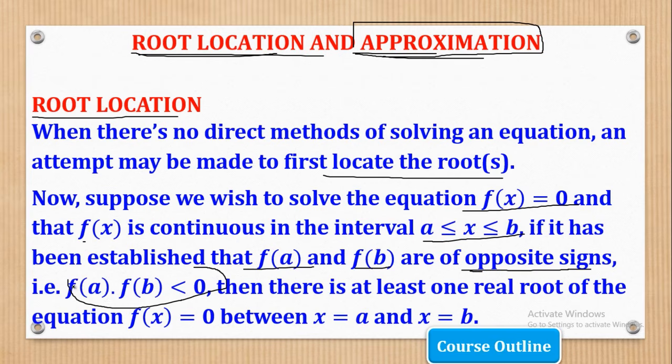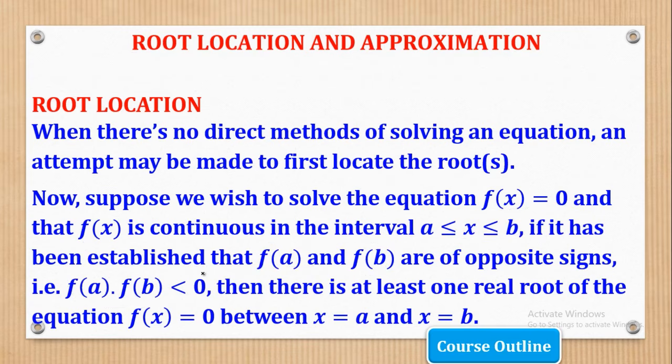Therefore, if these are of opposite signs, one will be positive, another one will be negative, and when you multiply them, the outcome will be less than 0. It implies that there is at least one, know this word at least, so there can be one or more, real root of the equation f(x) = 0 between x = a and x = b.